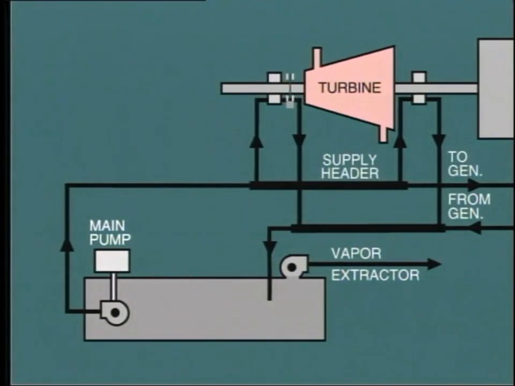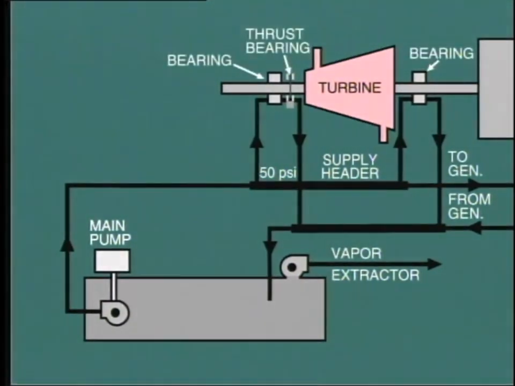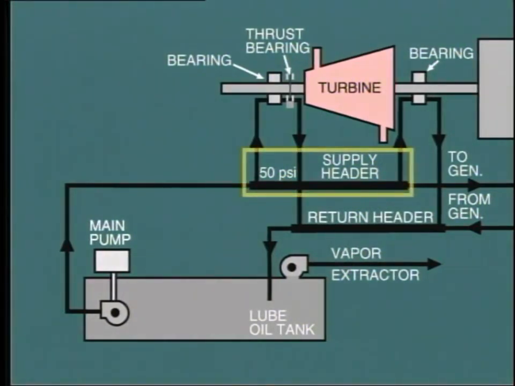The lube oil supply header is maintained at about 50 psi, and from here the oil is force-fed through each of the bearings, including the turbine thrust bearing. After passing through the bearings, the oil flows into the return header, and from there to the lube oil tank. The lube oil is pumped from this tank in order to feed the supply header. So we have, in effect, a closed cycle. But there are some other important features.